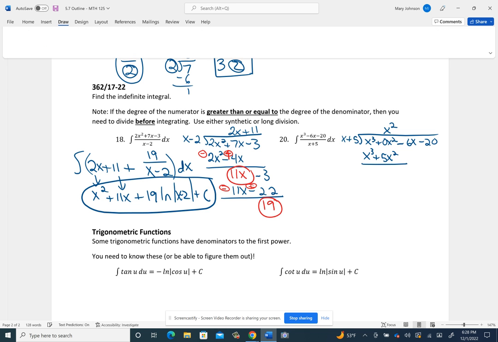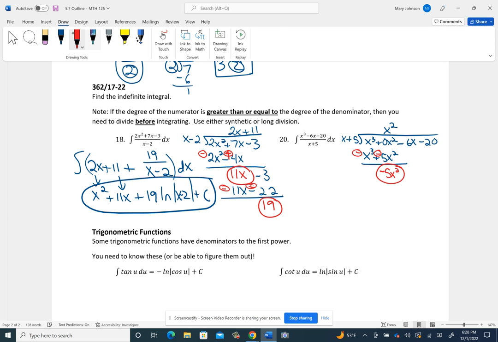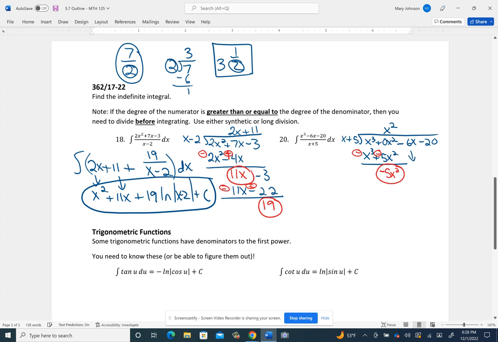Getting ready to subtract, so I'm going to change the signs. And then I wind up with a negative 5x squared right there. Then we'll bring down the negative 6x and then divide again. So x goes into negative 5x squared, negative 5x times. You multiply back, get negative 5x squared minus 25x.